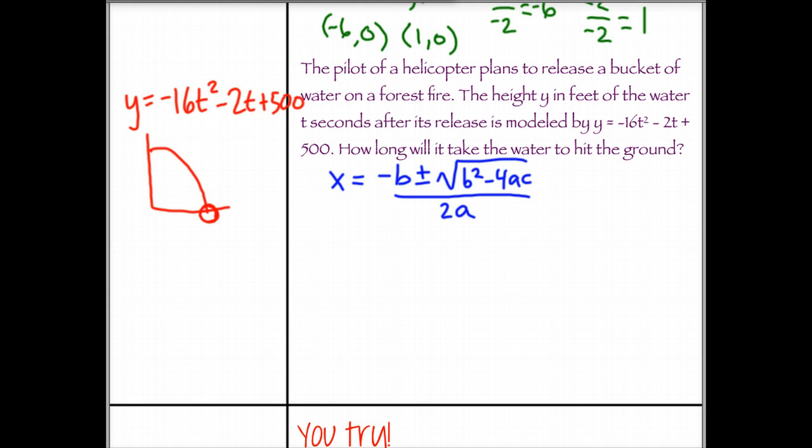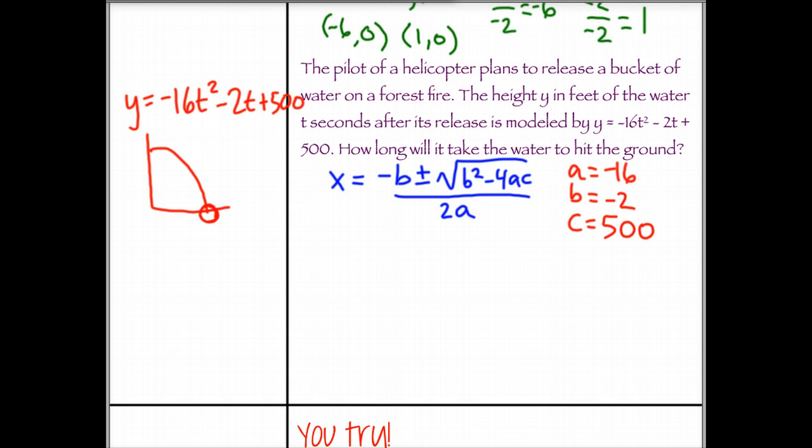Again, I want to take the time now to identify our different variables. We have a, b, and c. We have that a is equal to negative 16 in this example. We have that b is equal to negative 2. And we have that c is equal to a positive 500.